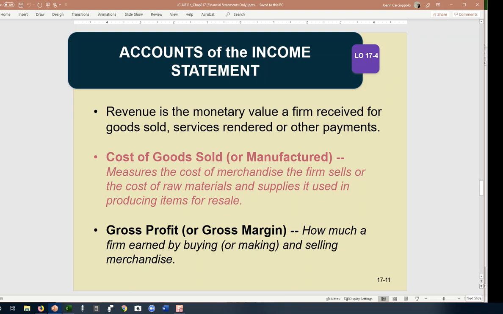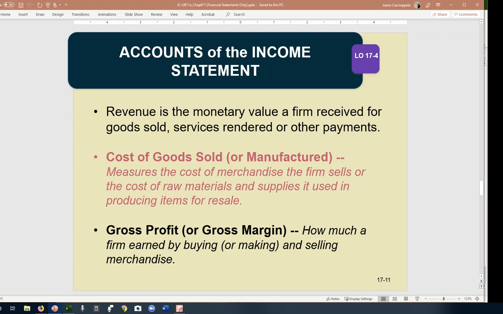Revenue is the monetary value a firm received for goods sold, services rendered, or other payments. The cost of goods sold or manufactured measures the cost of merchandise the firm sells or the cost of the raw materials and supplies it used in producing items for resale. The gross profit or gross margin is how much a firm earned by buying or making and selling the merchandise.